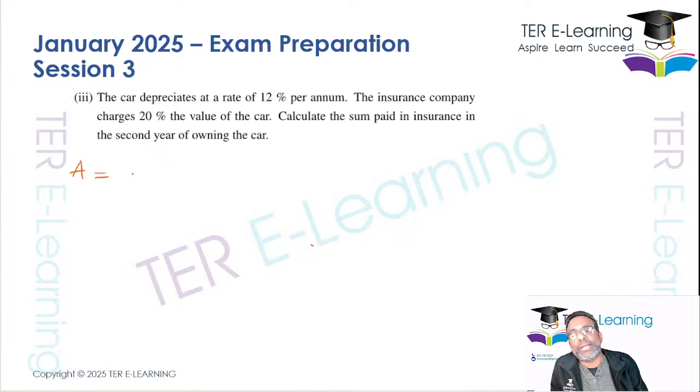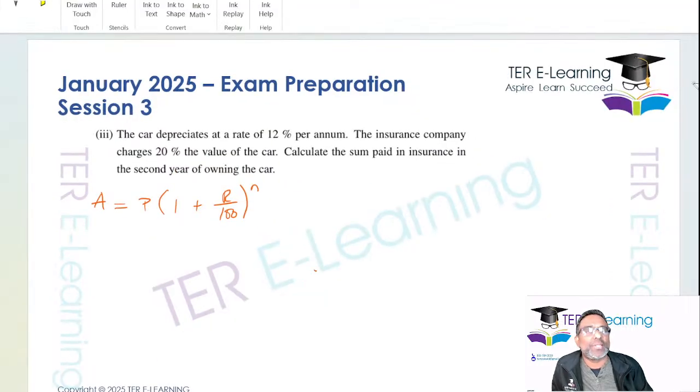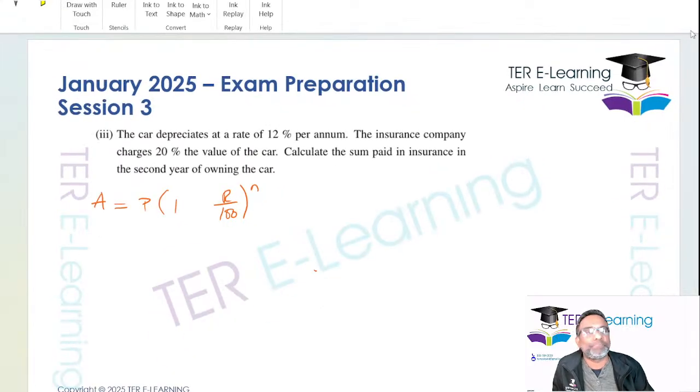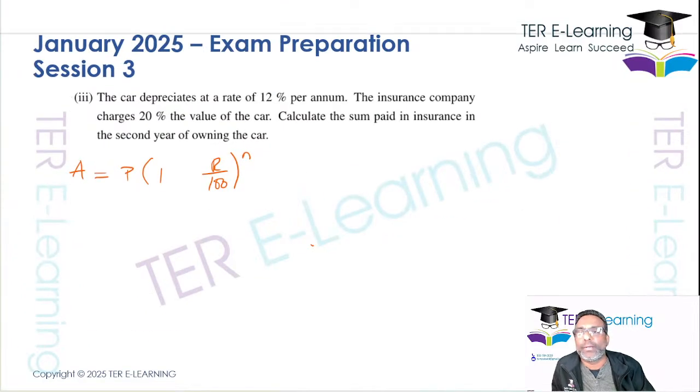The formula that we used is: the amount is the principal multiplied by 1 plus the rate over 100, to the power n or the power t. This is the formula you use to work out compound interest. But you can use that same formula to calculate depreciation as well. We make a slight adjustment to the formula, and we put a minus sign here.